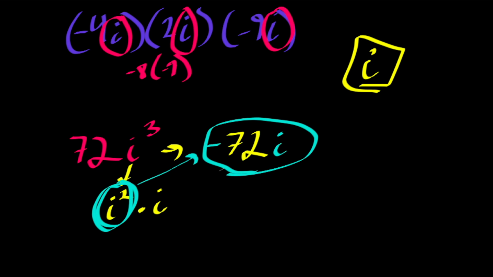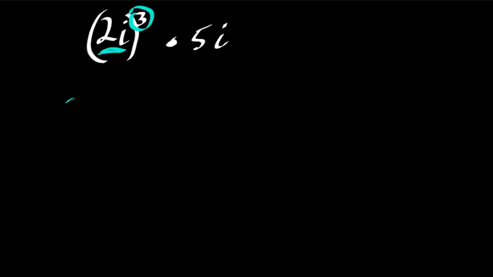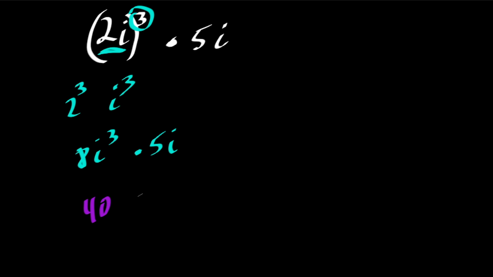All right, let's look at another example. Let's say we have 2i to the third, but it's actually all to the third, the 2i all to the third, times 5i. Now, when I set this entire thing to the third power, I actually have to do 2 to the third and then i to the third. So that's going to give me 8i to the third times 5i. Now, 8 times 5 is 40, but then i to the third times i is going to give me i to the fourth.